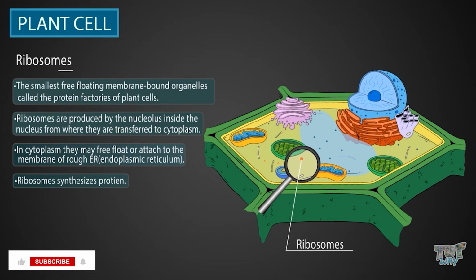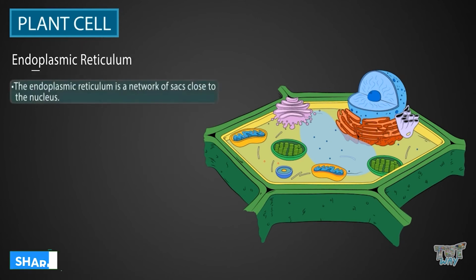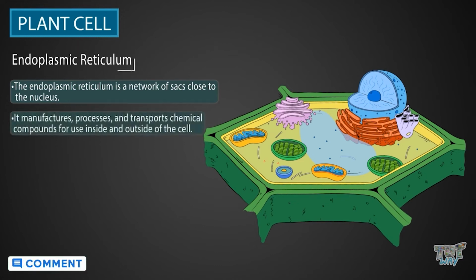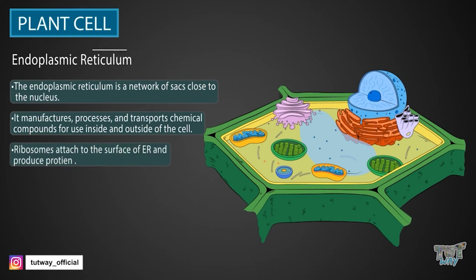Now let's learn about the endoplasmic reticulum, or the ER. Endoplasmic reticulum is a network of sacs close to the nucleus. It manufactures, processes, and transports chemical compounds for use inside and outside of the cell. Ribosomes attach to the surface of the ER and produce proteins.